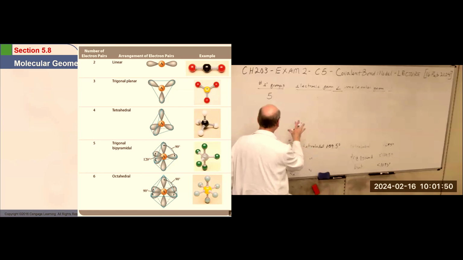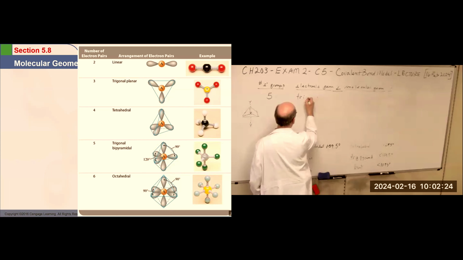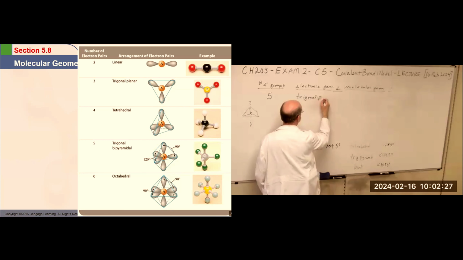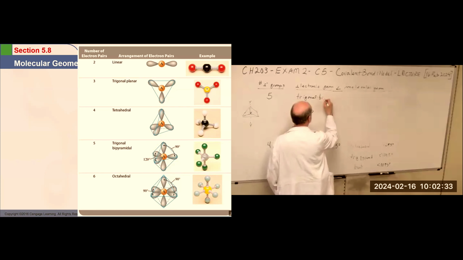In that case, it would look something like this. We would have a central atom here, and then a triangle around the center, and then something up here, and something down here. So that would give us 1, 2, 3, 4, 5 groups. So what's that? That's called a trigonal bipyramid.